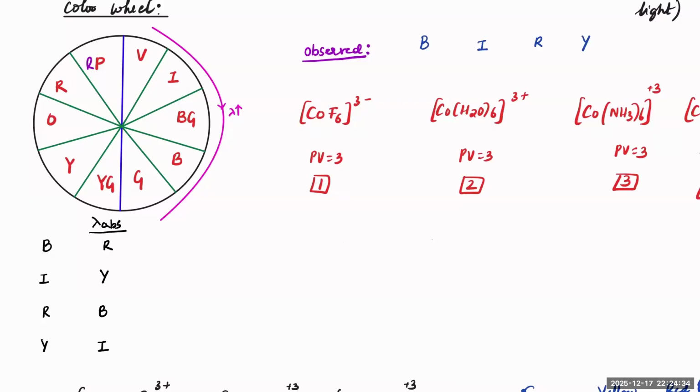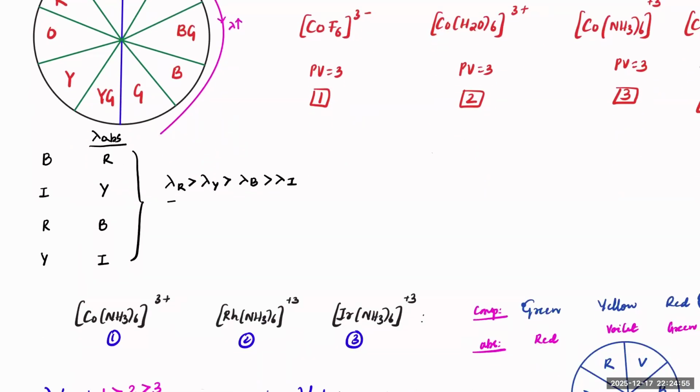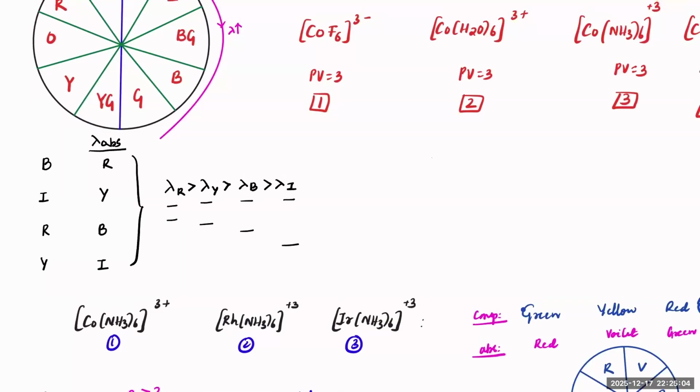Now, out of these, if you compare, what should be the lambda? Lambda of red should be greater than yellow, greater than blue, which should be greater than indigo. Correct? Now, here the splitting should be the least between the orbitals. Here splitting should be slightly more. Here should be the highest. Here should be the highest. So splitting energy will be the highest in this last case.